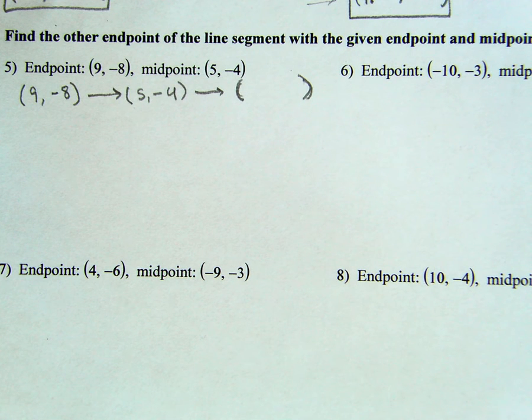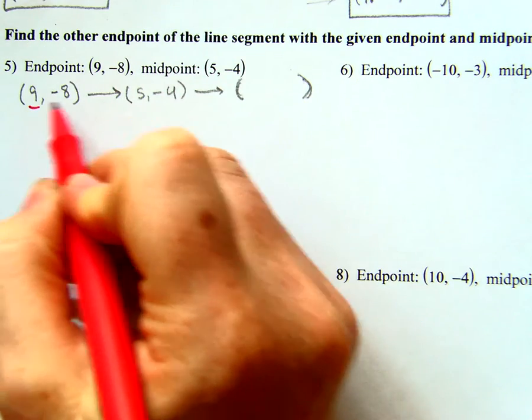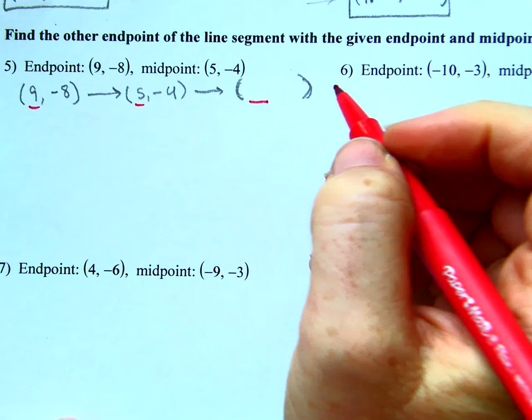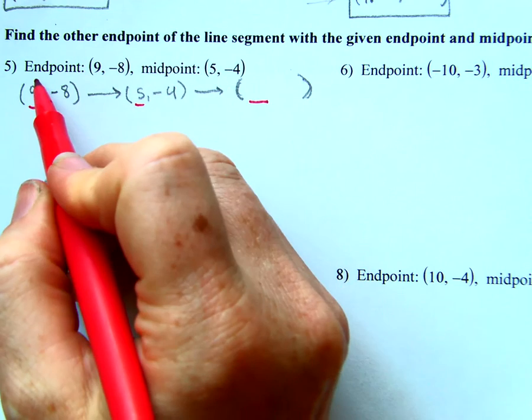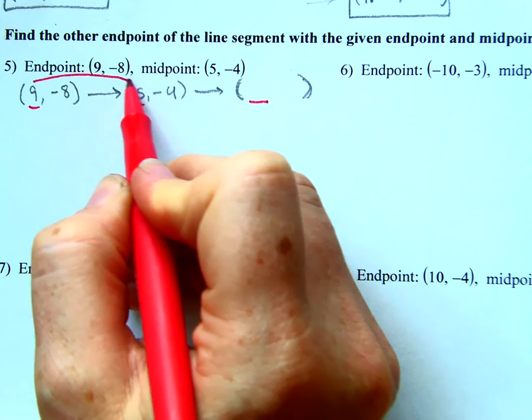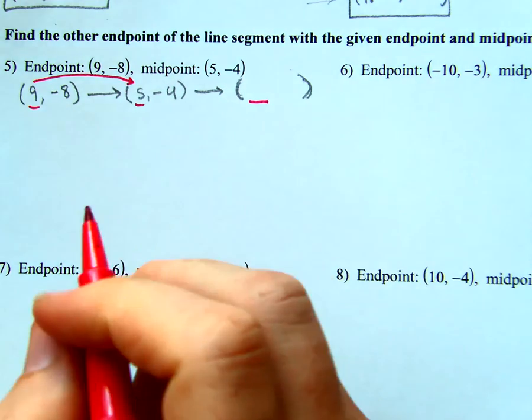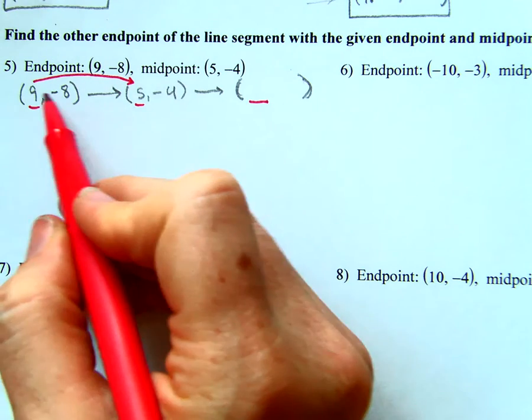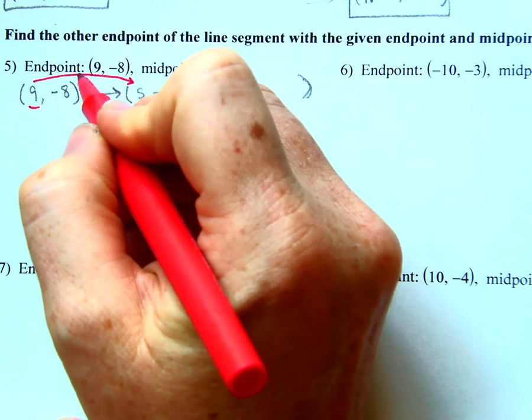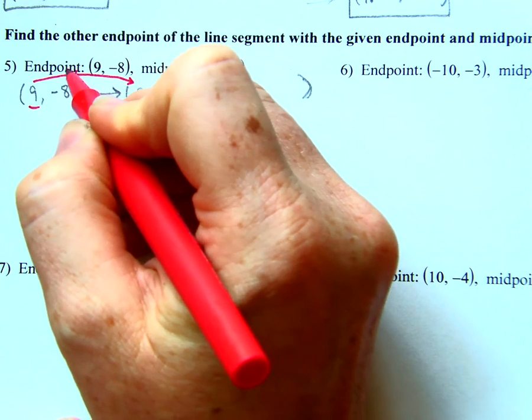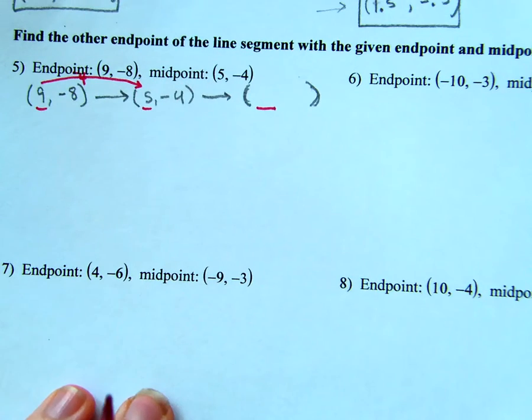Okay, so let me get a color here. That is not a highlighter. Here we go. So if I'm looking at my x's, right, so I'm trying to find an x, I would think to myself, how far is it from 9 to 5? And I'm decreasing by 4, right? So the distance is 4, but I'm going down by 4.